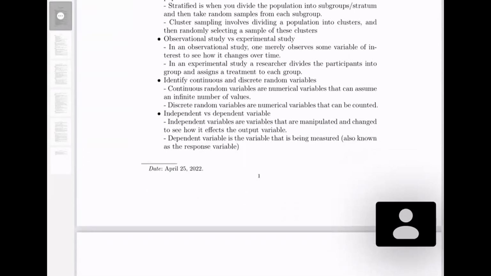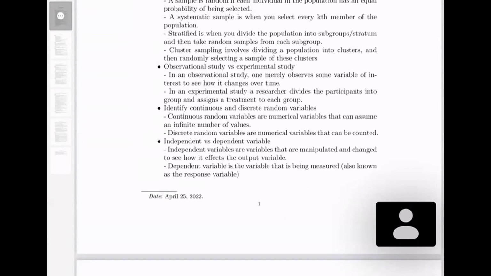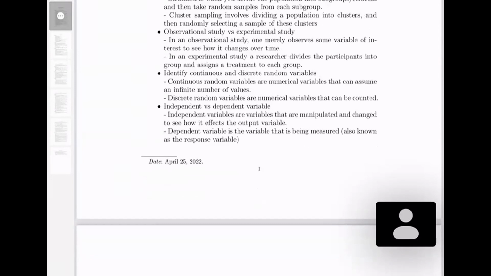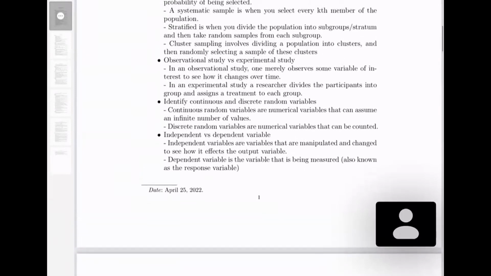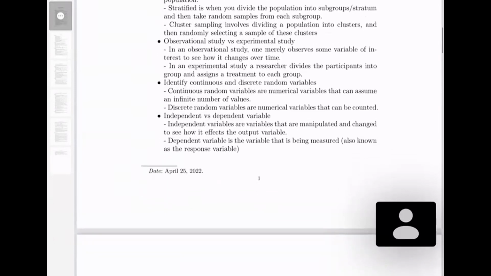Then we talked about observational versus experimental studies, and we talked about a quasi-experiment and then just a classical. So don't really worry about the quasi one. So in an observational study, one merely observes some variable of interest to see how it changes over time. Obviously, observational, they observe. And then experimental, you have a researcher that divides participants into 2 groups. So one was the treatment group and one was the control group. And then you assign treatments based on some criteria. So look back at the notes and look at those examples of how to identify which is which.